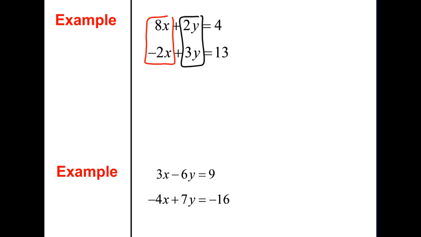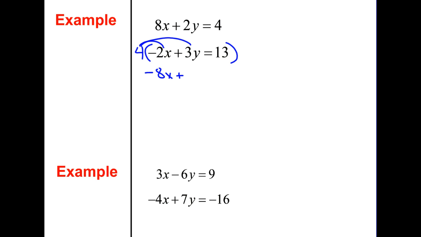Well, if you look, I only have to multiply the bottom equation to get the x's the same. And what do I need to multiply it by? I need to multiply it by 4. So that's what I'm going to do. I'm going to multiply that entire equation by 4, distributing that 4 through to each piece. We're going to get negative 8x, positive 12y, and equal to a positive 52.